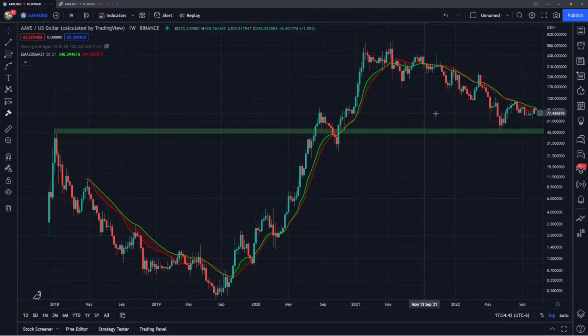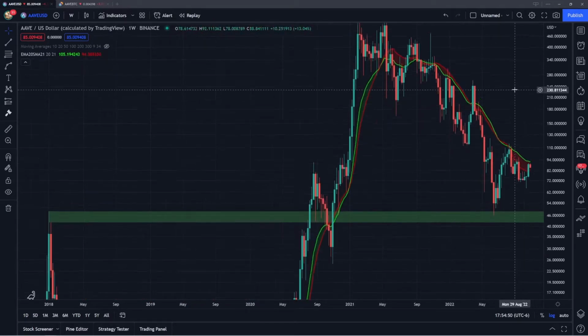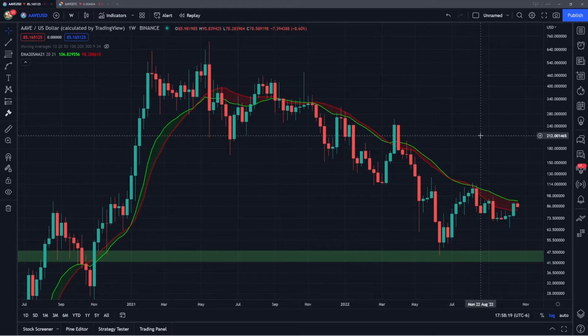So first, I just want to start off by talking about these weekly moving averages, the 20 and 21. You can see them on the chart right here, the green and red lines. Now, I want to zoom in here and first just look at how these two moving averages have been the resistance throughout the bear market ever since AAVE lost them as support back here in September of 2021.